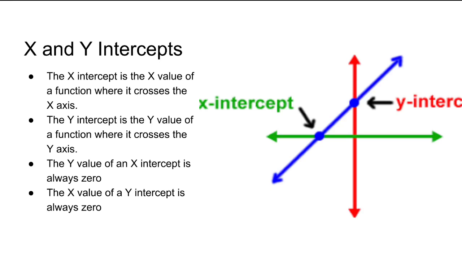X and Y intercepts. The x-intercept is the x value of a function where it crosses the x-axis. The y-intercept is the y value of a function where it crosses the y-axis. The y value of an x-intercept is always 0. The x value of a y-intercept is always 0.